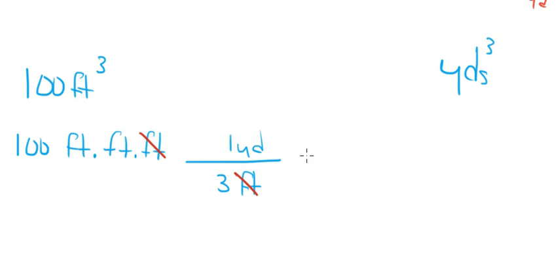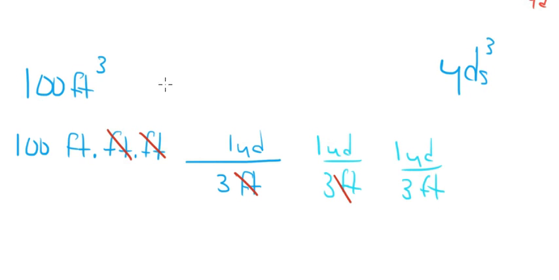But I still have to do it again. I need to have 1 yard equals 3 feet. So this foot can cancel out this foot. And then I have to do it again. 1 yard equals 3 feet. So this foot can cancel out this foot. Now what am I left with? I'm left with yards cubed because I have 1 yard, I have another yard, and another yard. So that's my yards cubed.